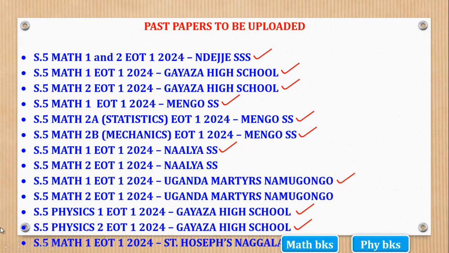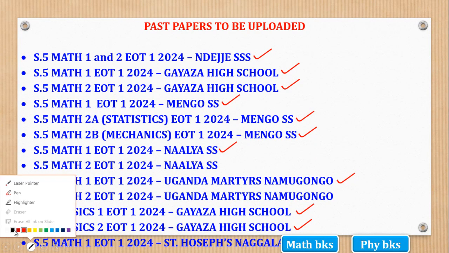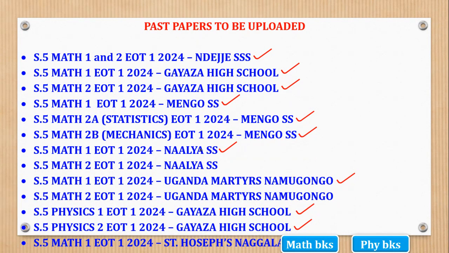So these are the papers we hope to upload. What is strict is already available on the platform, and today we are to go through the math paper 1 for Uganda Matters Namugongo.